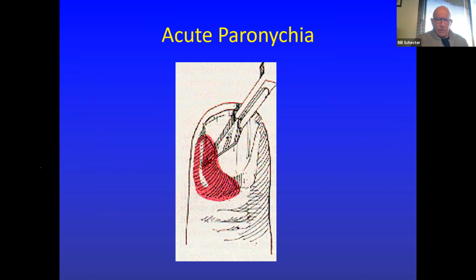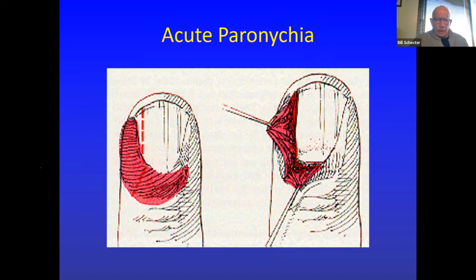And this is an example of using an 11 blade, getting underneath the eponychium and draining it. Now, sometimes you have to make a more aggressive incision if the abscess is greater. So you might have to extend this drainage from the side of the nail around towards the proximal part of the nail, and even tee off, so to speak, here to get good drainage.